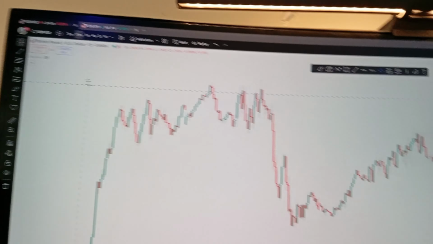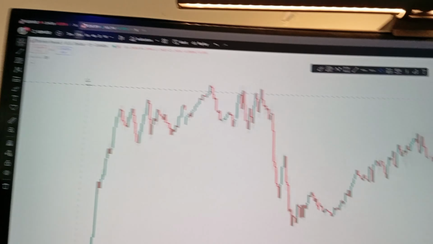Okay, so to not waste your time, let me go to the daily time frame. Okay, this is the daily time frame. The chart right now is the daily time frame.